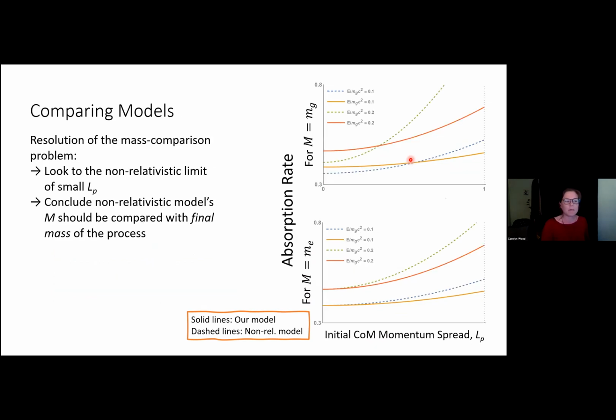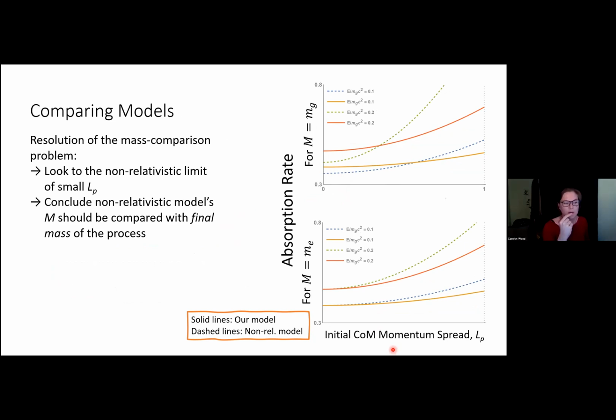And then we make the same comparison for the absorption rate. And we also looked at the rate dependence on the energy gap, but I've excluded those plots here in the interest of time. But you can check them out in the paper, or you can ask me about them later. As for the question of which mass is the correct mass for the comparison, well, the resolution lies in looking at the non-relativistic limit for small values of the initial center of mass momentum spread.